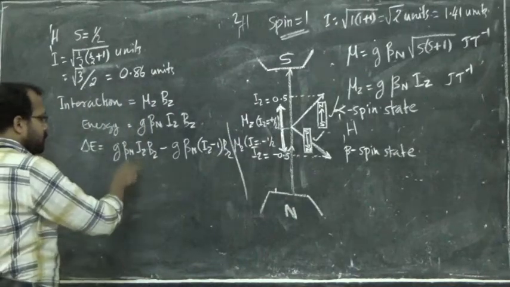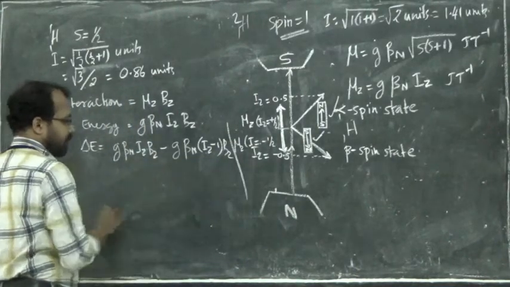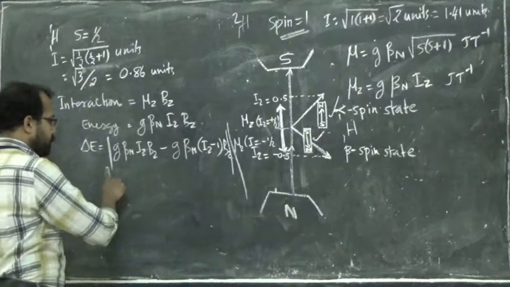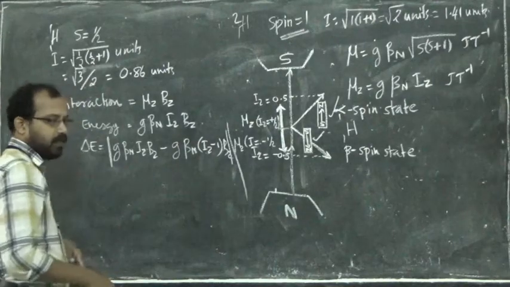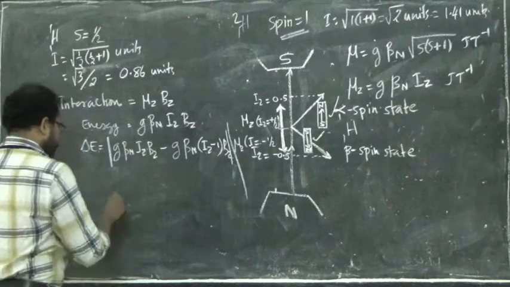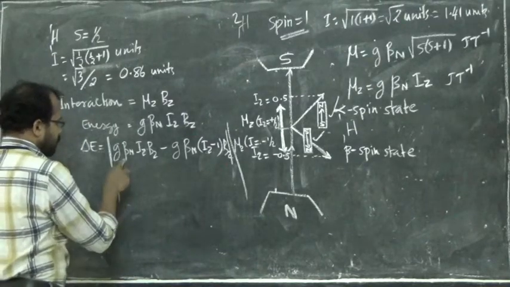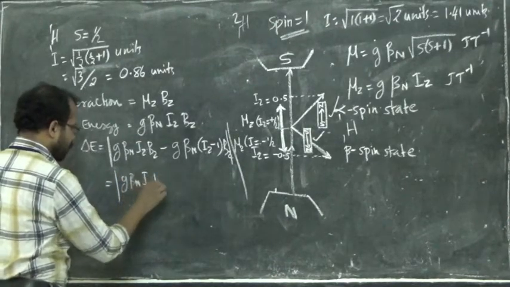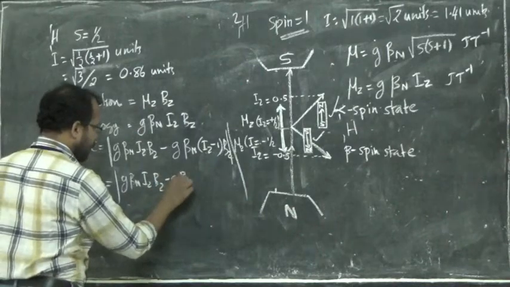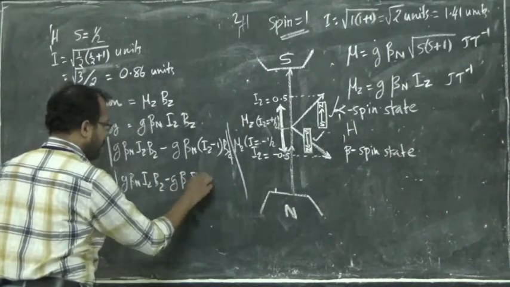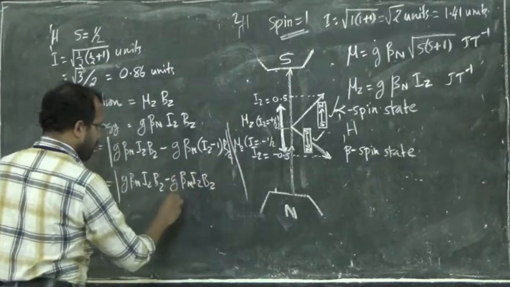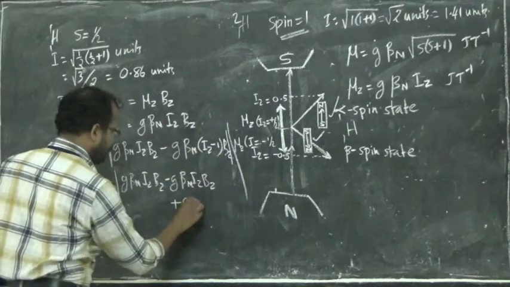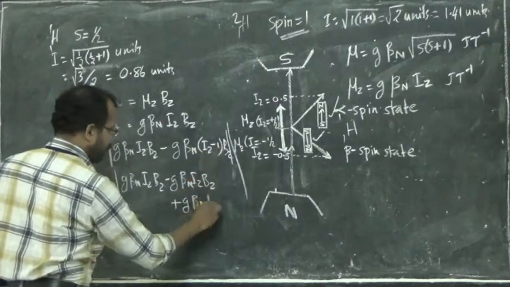So these are the energy of the two successive spin states, and for the energy difference we take the modulus, because whatever may be the Iz values, the energy difference is taken as positive. Therefore that is equal to G beta n Iz Bz minus G beta n Iz Bz. I just expanded this one. Minus into minus, that is plus, G beta n into 1 into Bz.